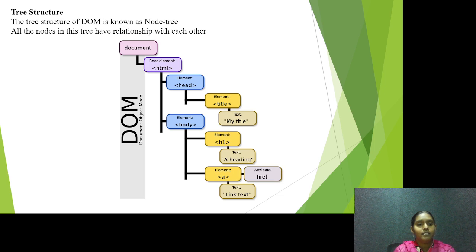And the tree structure of the DOM model is known as the node tree. All the nodes in this tree have a relationship with each other. For example, if you take a document, HTML is the root element, and the next element is head, and in this, title is the child of head, and h1, and anchor tag and href are the attributes. The anchor is the element, and the text is associated with the anchor tag.